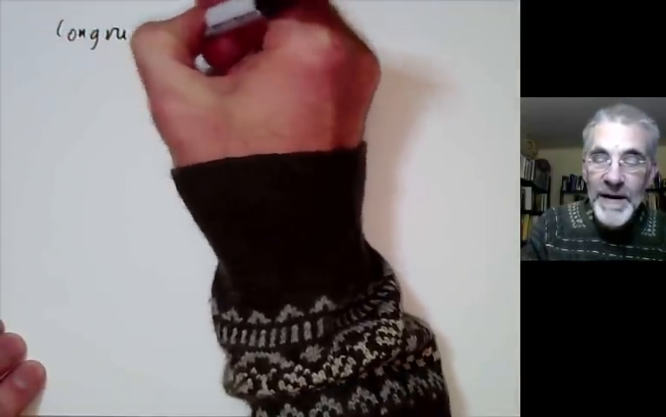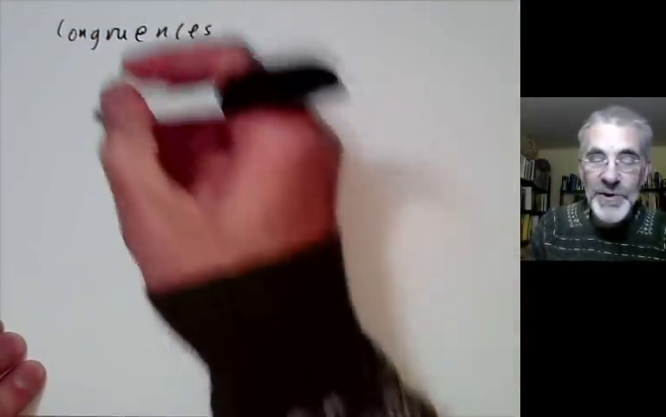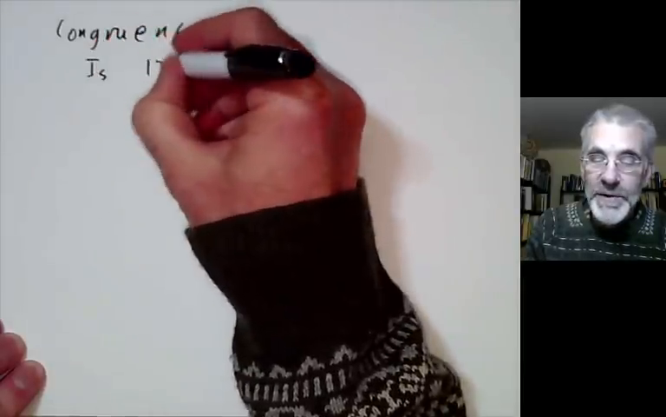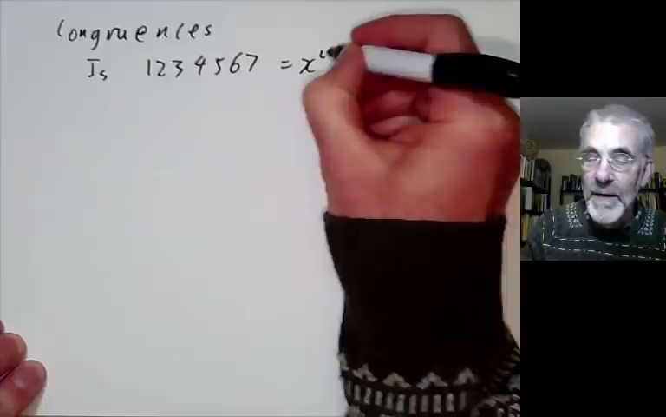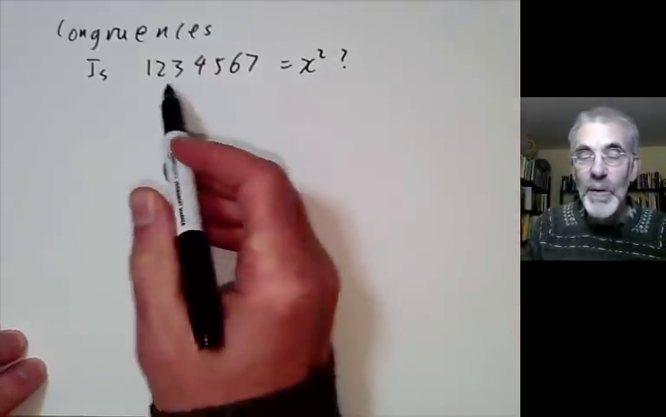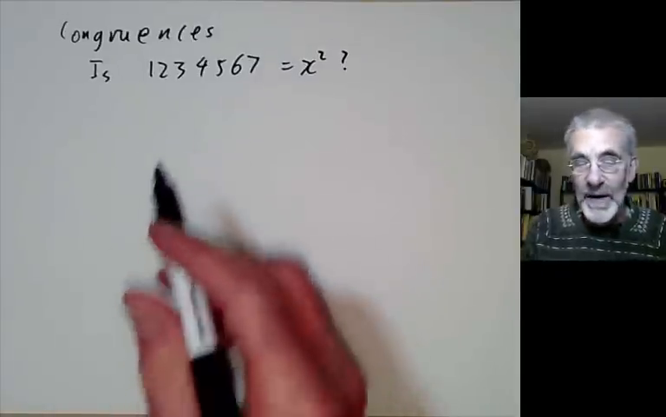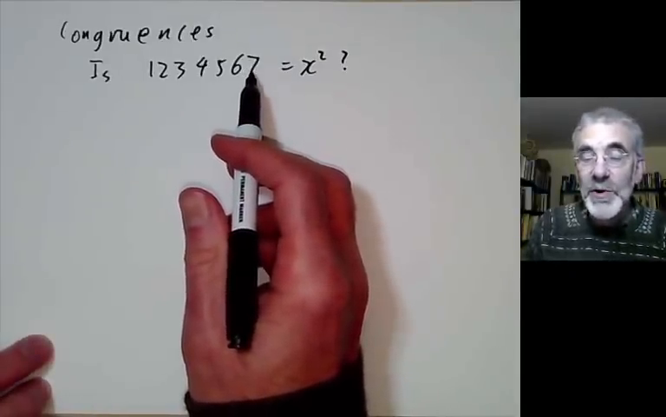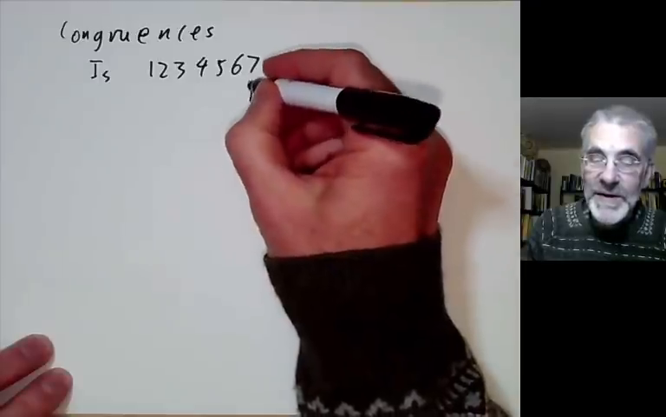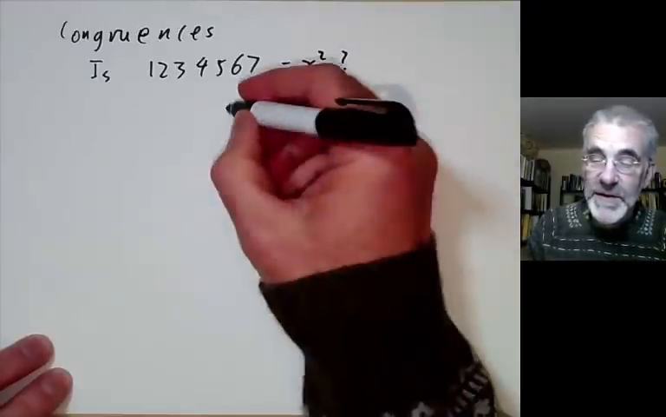So to motivate this, suppose we have the following question. Is 1234567 a square of an integer? It wouldn't be too difficult to do this by a bit of calculation, but in fact, you can see it's absolutely obvious that it's not a square. The reason it's obvious is the last digit is 7.